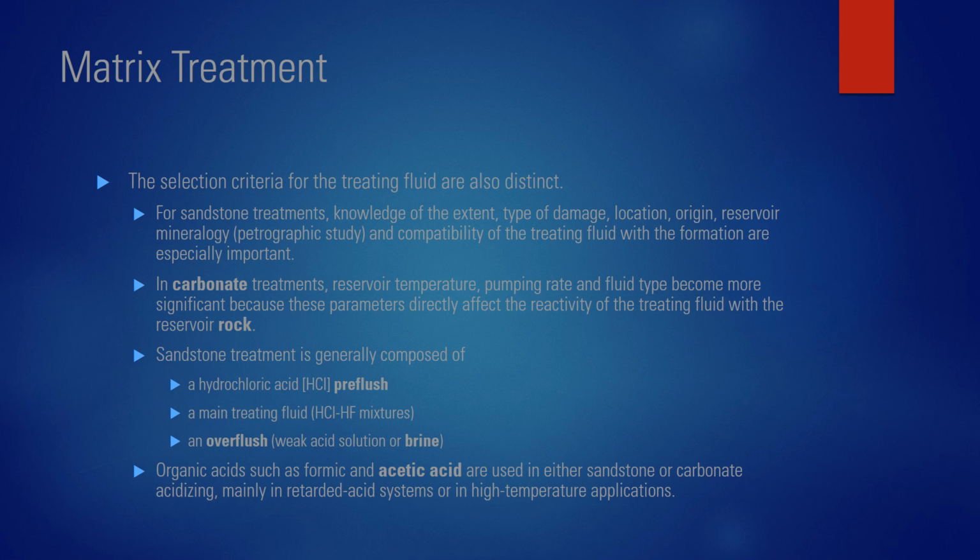Sandstone treatment is generally composed of a hydrochloric acid pre-flush, a main treating fluid, a hydrochloric acid mixture, and an overflush, a weak acid solution or brine. Organic acids such as formic and acetic acid are used in either sandstone or carbonate acidizing, mainly in retarded acid systems or in high temperature applications.